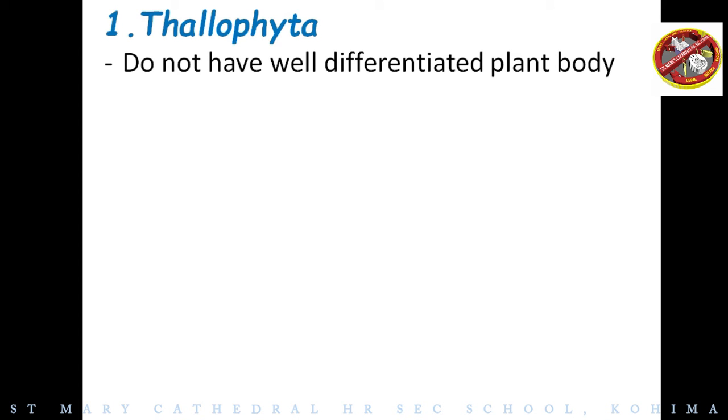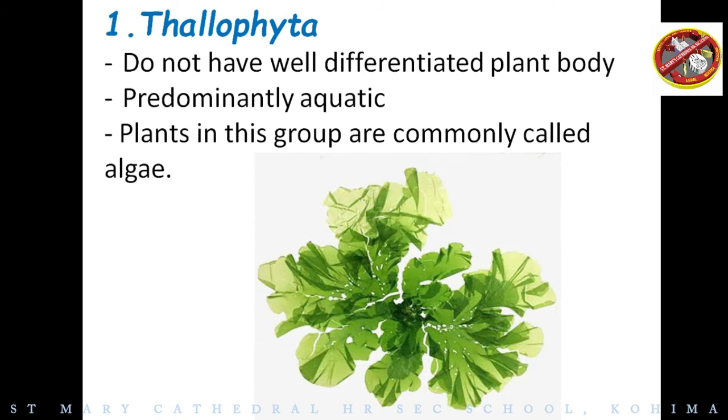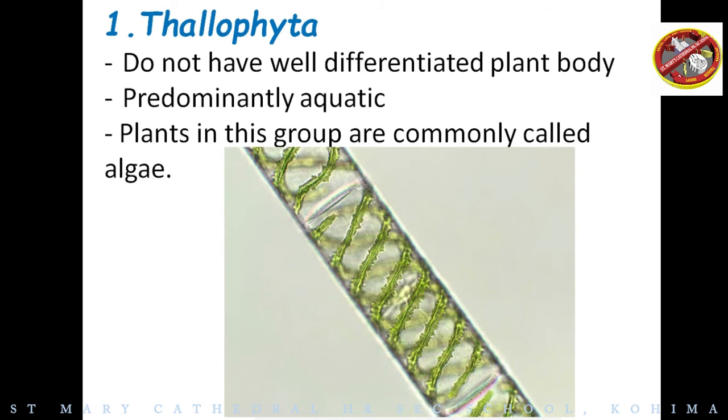So we'll study one by one the characters and the examples. The first one is Thallophyta. Under plant classification, the characters are that they do not have a well-differentiated plant body. As we have studied, they don't differentiate into root, leaf, and stem. They are predominantly aquatic, which means they live inside the water. Plants in this group are commonly called algae. Examples are Ulva, Spirogyra.